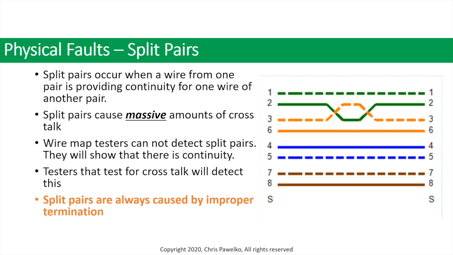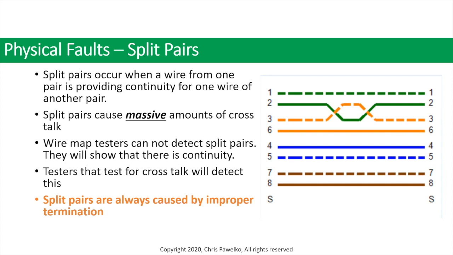Now, the next one we're going to talk about kind of crosses the line between performance faults and physical faults, and they're called split pairs. Split pairs occur when a wire from one pair is providing continuity for one wire of another pair. Split pairs cause massive, and I mean massive, amounts of crosstalk. So you will also get near-end crosstalk failures, and all the associated crosstalk tests will fail that particular test.